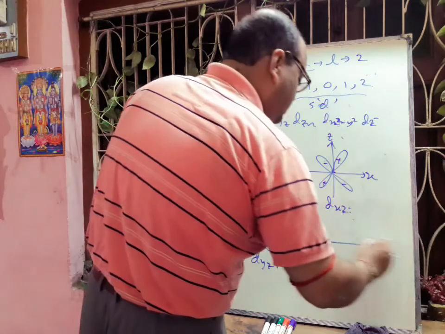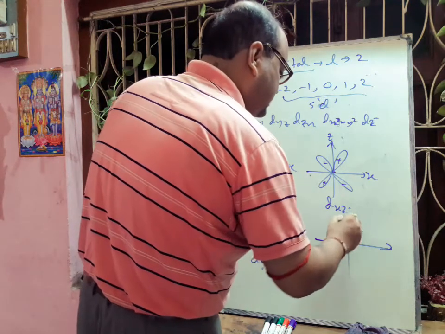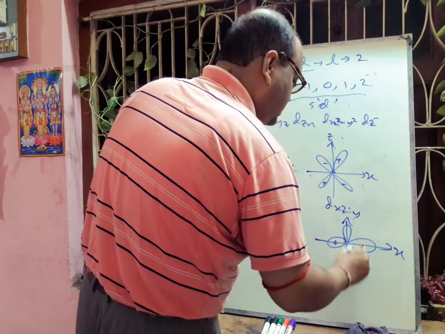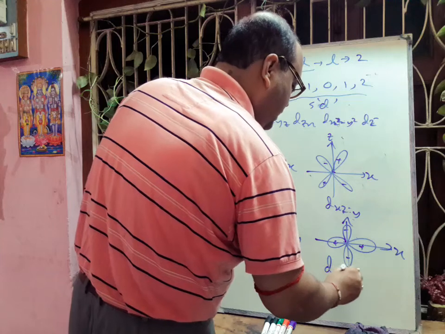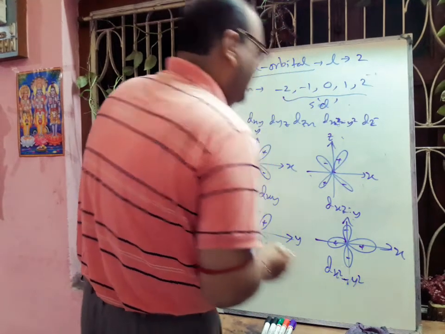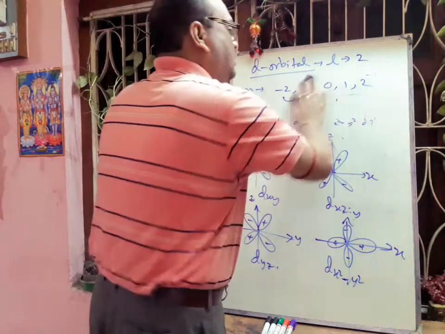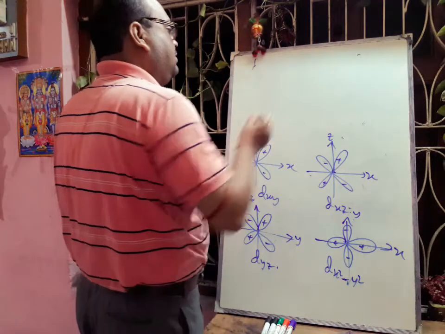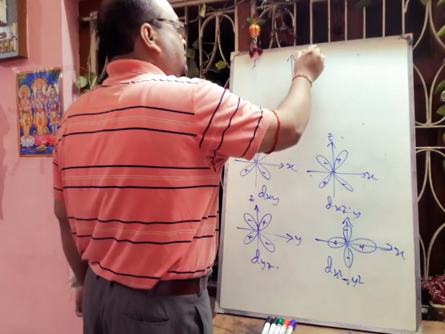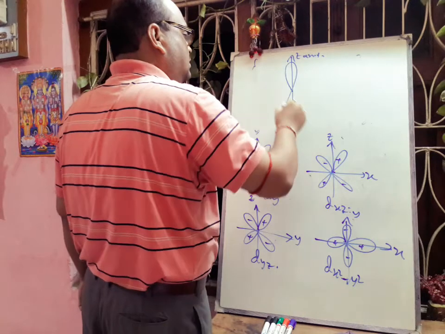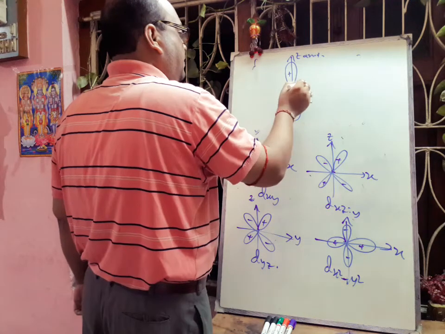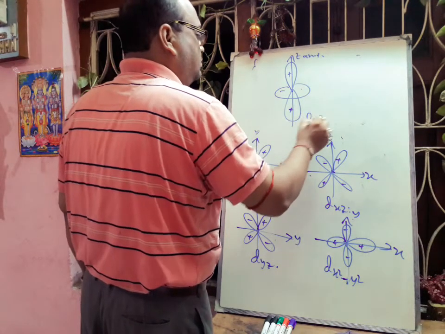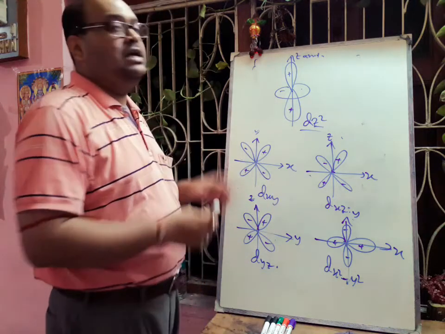Next one has electron density on the axis. One is x, another is y. Plus plus, minus minus. So this one is dx square minus y square. Another remains, that is dz square. The structure of dz square will be like this. This is the z axis. So this is the dz square. Here the electron density is along the z axis.